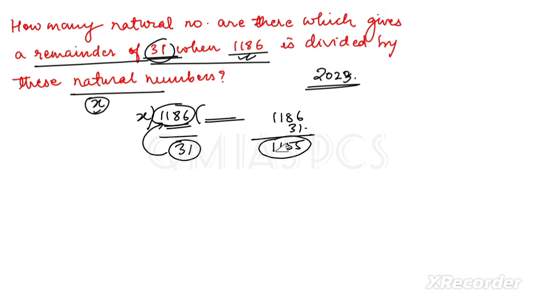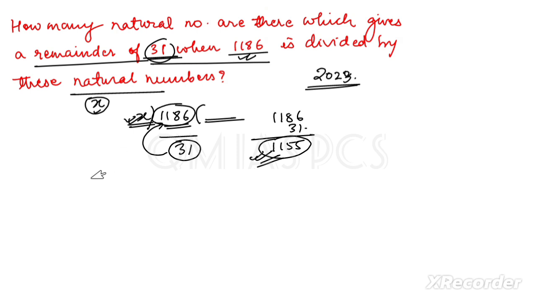So this number will be completely divisible by this x, right? If I subtract that remainder from this dividend, whatever value we get will be divided by this natural number. So we have to find the same thing which we have just solved in the earlier question.